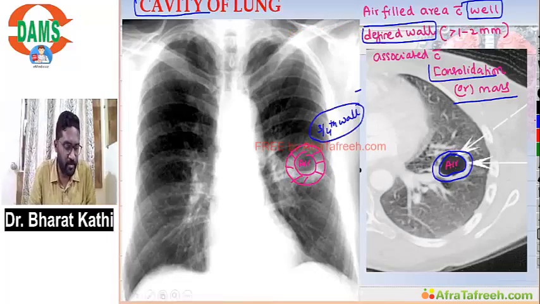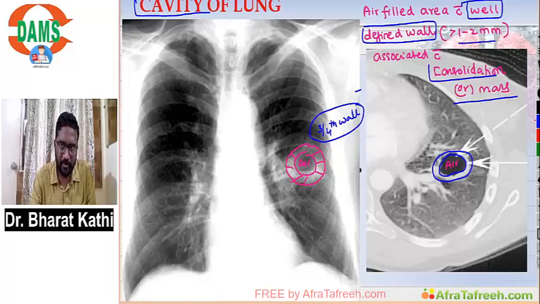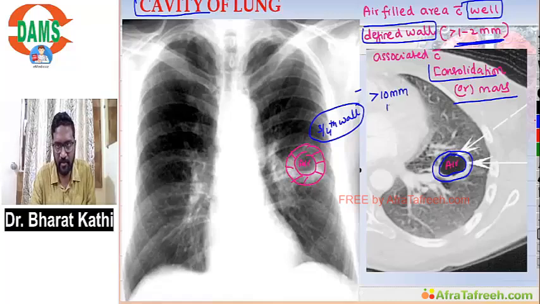So don't think that if the full wall is visible, you cannot call it a cavity. If the full wall is visible, it is 100% a cavity. A cavity wall is 1 to 2 mm. If the wall is more than 10 mm, or 1 centimeter, it is called a thick-walled cavity.